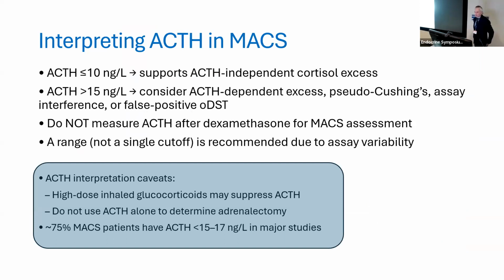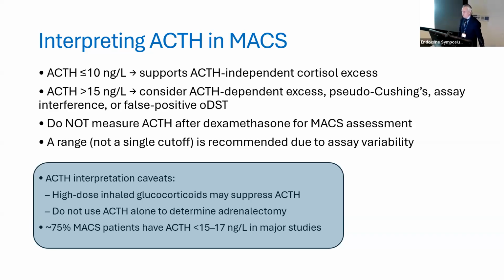So how do we interpret other markers such as ACTH? If the ACTH is fully suppressed or less than 10, this supports an ACTH-independent cortisol excess. But this is not always the case. And with an ACTH of more than 15, we need to take into account ACTH-dependent excess or pseudo-Cushing's, for instance.